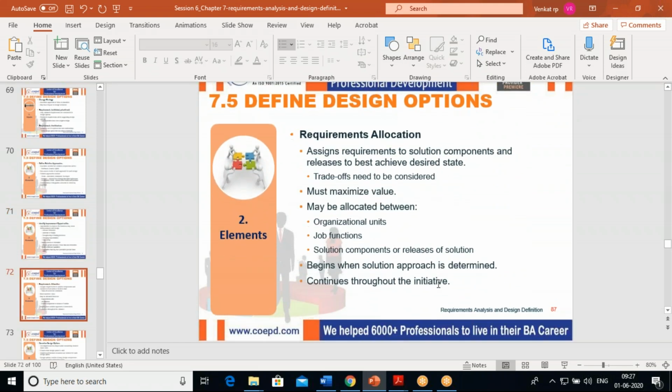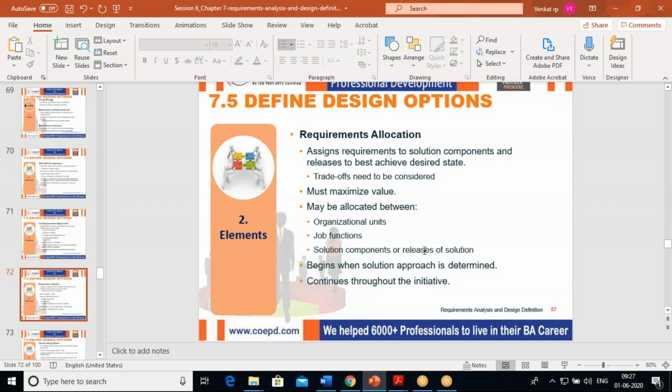Okay, and then we have this requirements allocation. Requirements allocation means, let me say you have some 500 requirements with you. This particular solution, how many requirements is it actually going to address? Out of 500, is it going to address 400 requirements? Then what about the remaining 100? Are the 400 requirements the important ones? That is how we have to understand the requirements allocation.